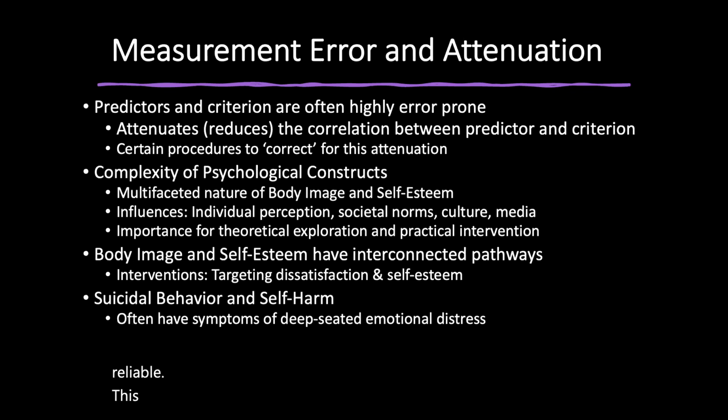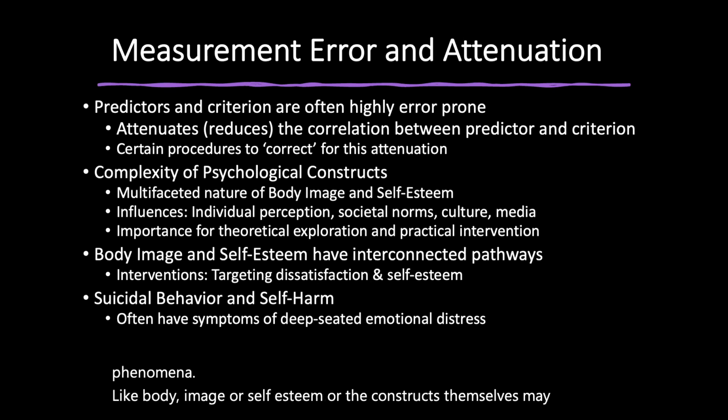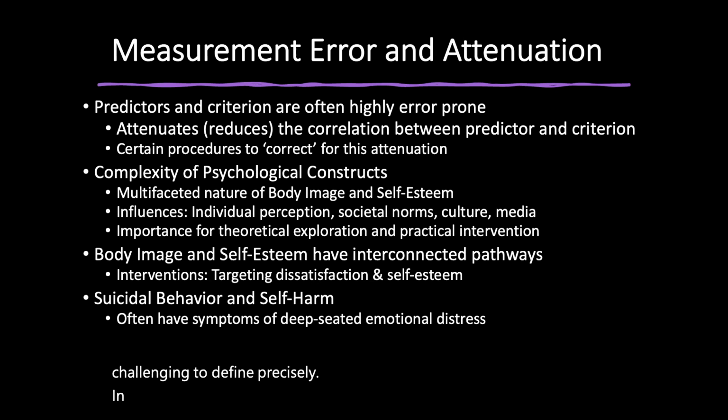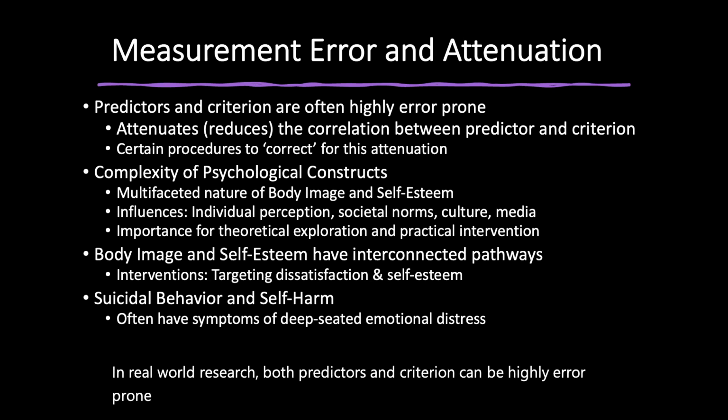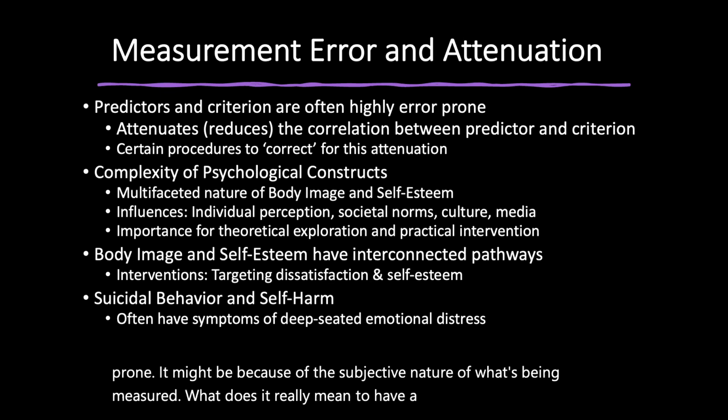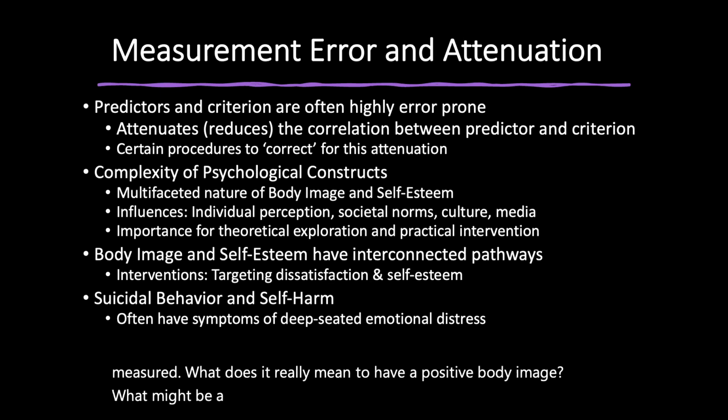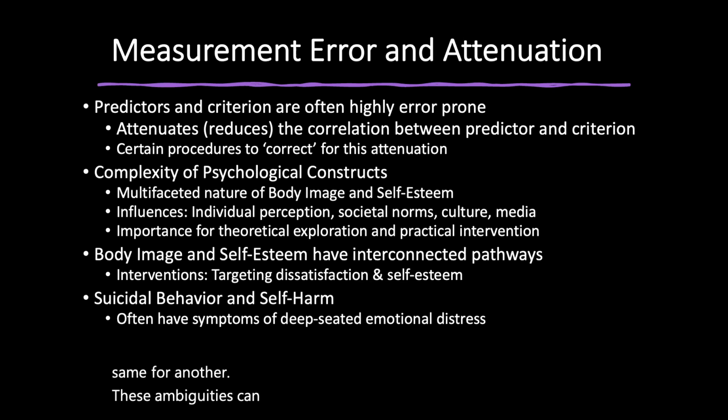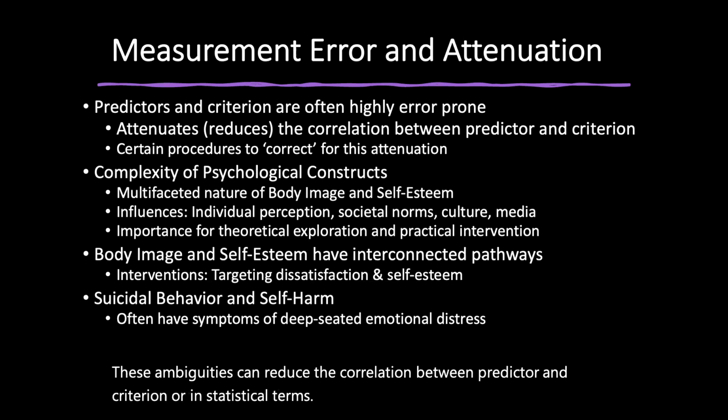This reality is particularly complex when we deal with abstract or complex phenomena like body image or self-esteem, where the constructs themselves may be challenging to define precisely. In real-world research, both predictors and criterion can be highly error-prone. It might be because of the subjective nature of what's being measured. What does it really mean to have a positive body image? What might be a positive body image to one individual might not be the same for another. These ambiguities can reduce the correlation between predictor and criterion, or in statistical terms, attenuate the relationship.